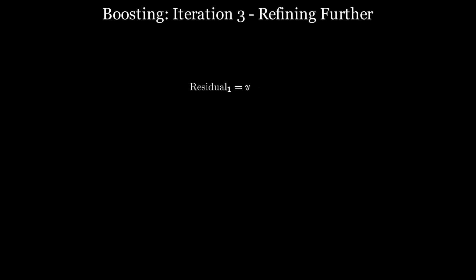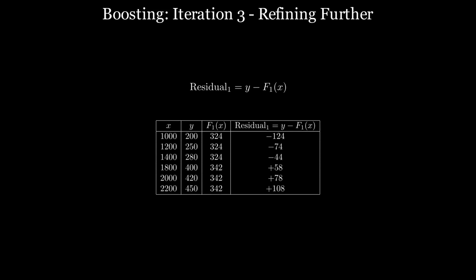We have new predictions, F1. Now we calculate the new residuals based on these updated predictions. Notice how the errors are getting smaller. What's next? You guessed it. We train another tree, H2, on this new set of residuals. This is the iterative process of boosting.